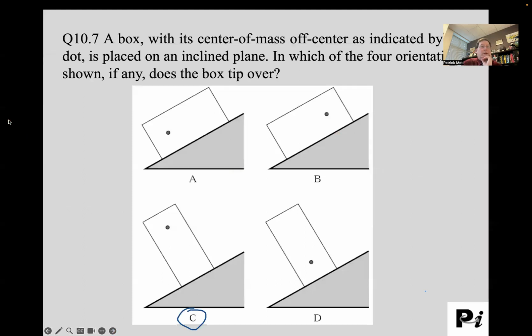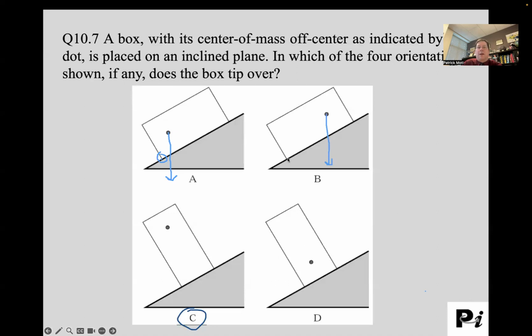All right, the only one where it's unstable and will tip over is going to be in case C. A way we can see this, take the direction straight down. And that's going to be the direction that the force of gravity acts at the center of mass of the box. That is going to make a torque, say about this point. That is trying to rotate the box into the inclined plane. So the normal force can stop that. Right. So this one won't rotate.